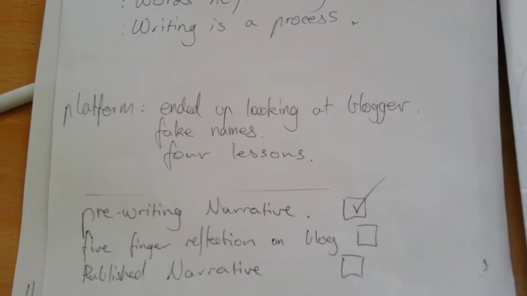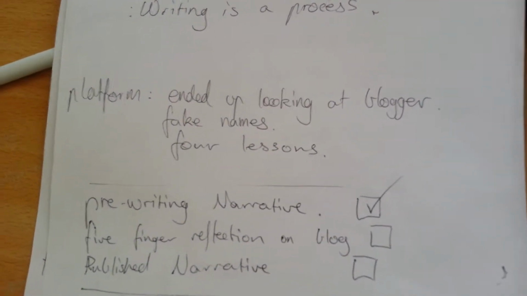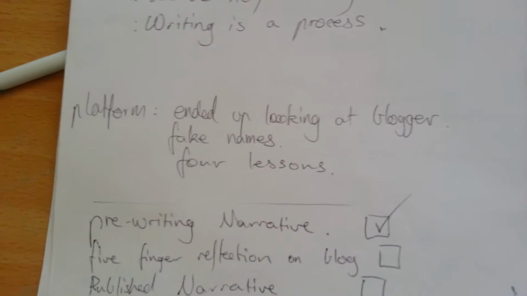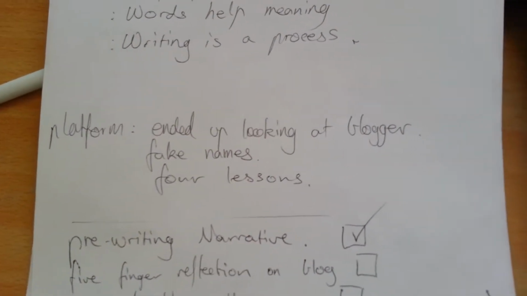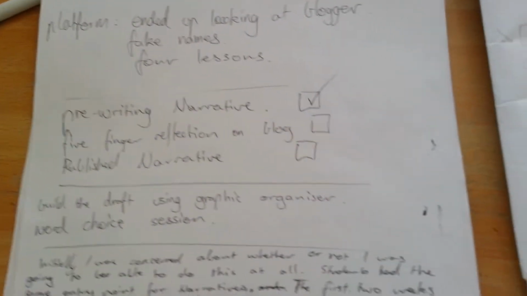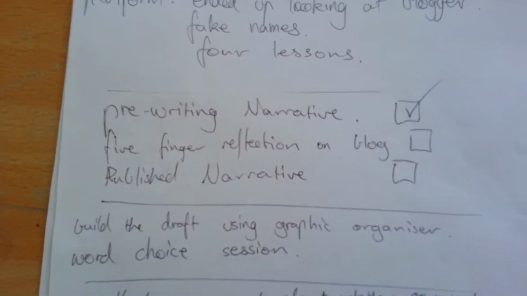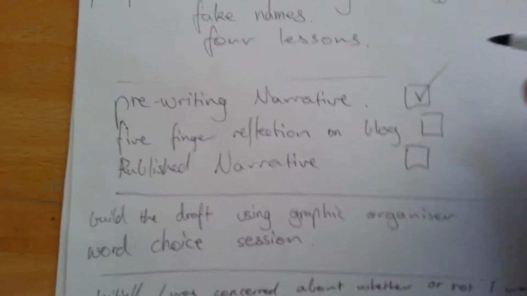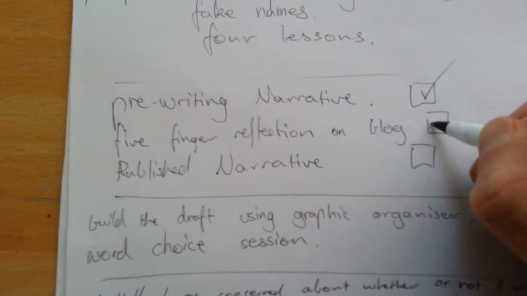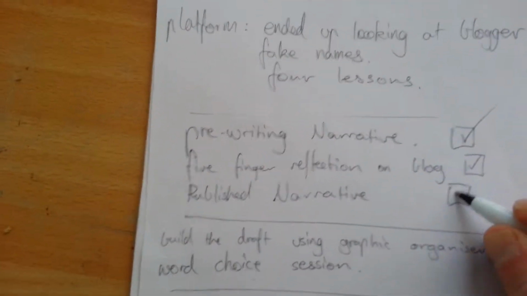So I ended up using Blogger rather than KidBlog, and thought, should I use fake names? And the content was delivered over 4 lessons. So we had a pre-writing narrative that we got before the program was delivered. After the program was delivered, the students did a 5-finger reflection on the blog. We'll talk about them in a sec. And we have a published narrative.